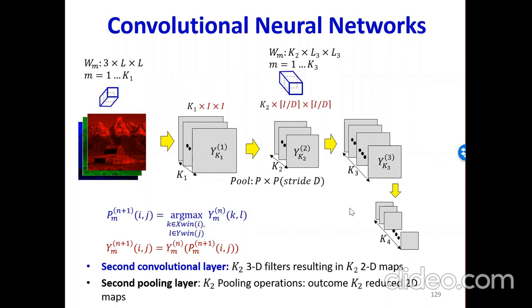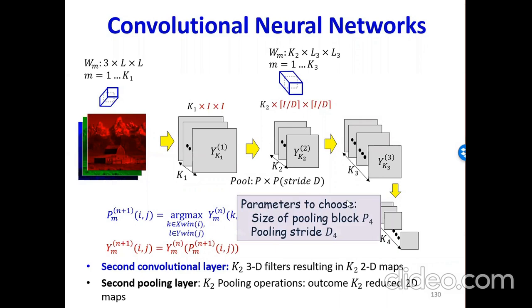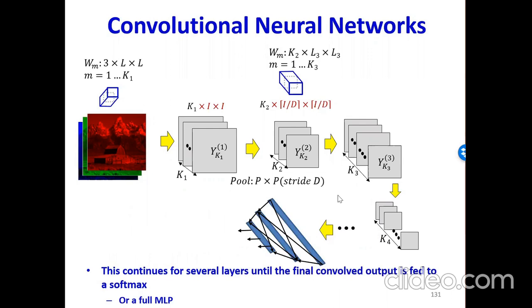Again, we'll have the next pooling layer. And for the max pooling, again, at each position, you're going to find the index of the largest value and then copy its value into the pool map. And the parameters to choose here again are the size of the pooling block and the stride. And so the sequence of pooling and downsampling will continue for several layers until the final layer output is flattened and fed to a softmax or an MLP.